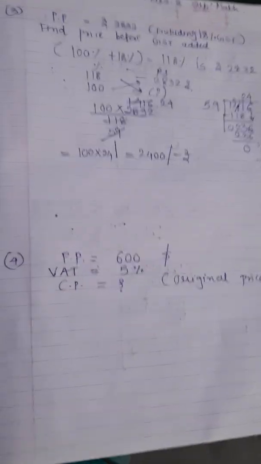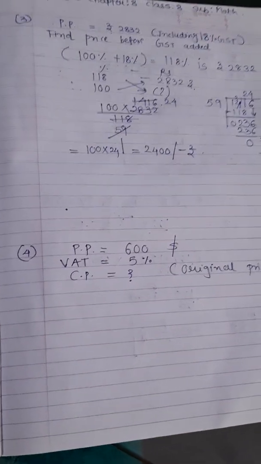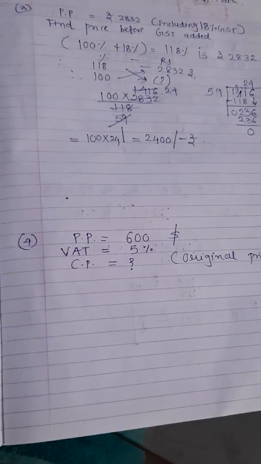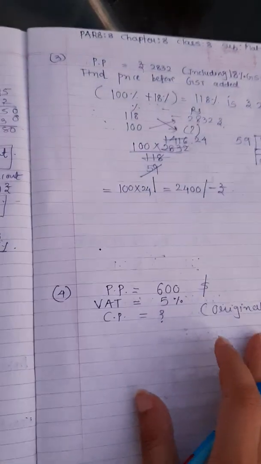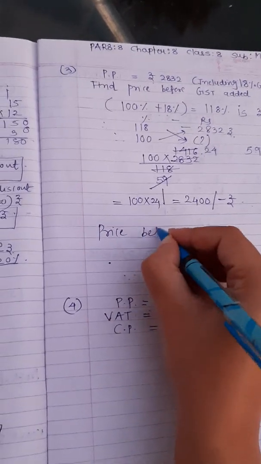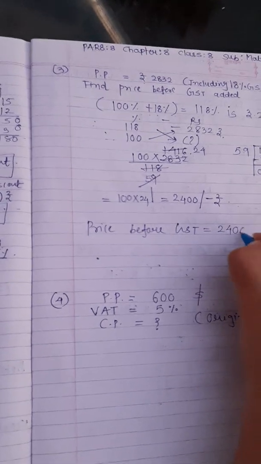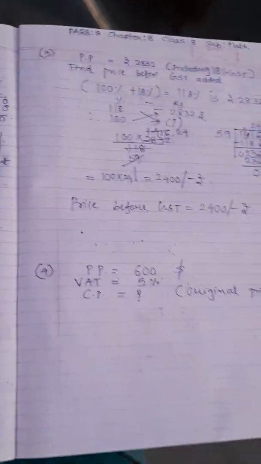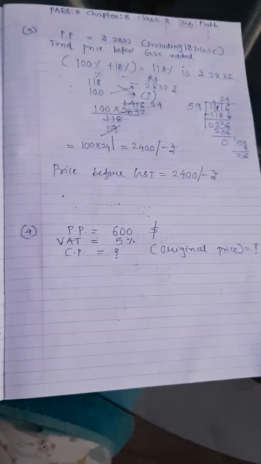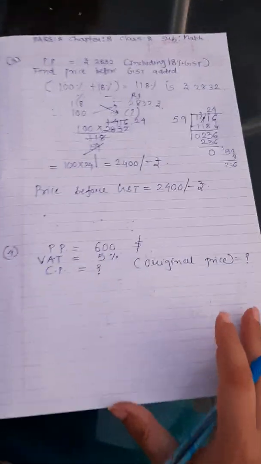But because the 18% of GST was added to this, the price has become 2832. So the original price, the price before GST, was 2400 rupees. So similarly, you can find examples like this. I have one more example added here, that is of VAT, value added tax.